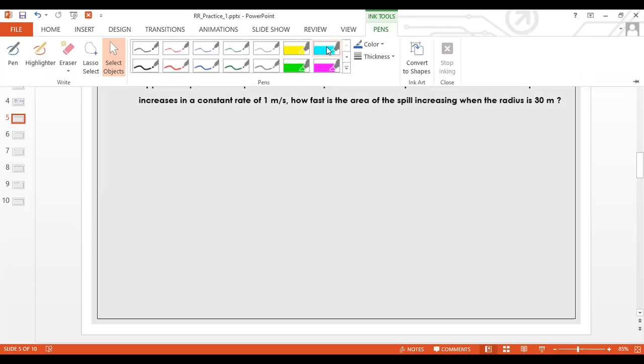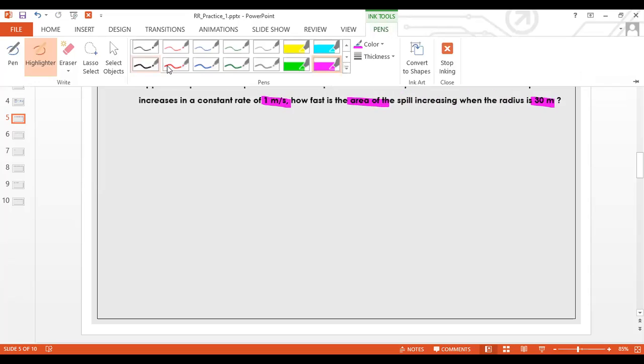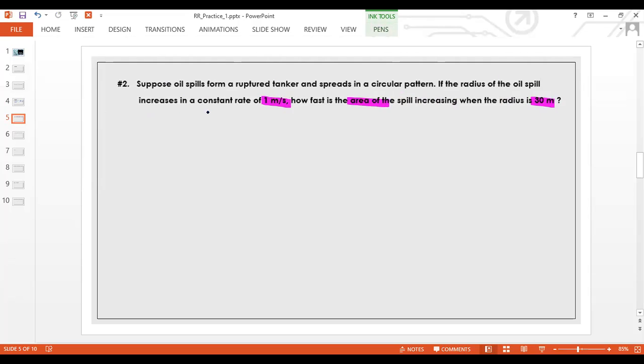Like when doing the lecture, let's write what we are looking for, right? 1 meter per second. This is dr/dt, the radius change. Then what we are looking for is the area change, how fast the area changes. And when the radius is 30 meters, that means r is equal to 30, right?